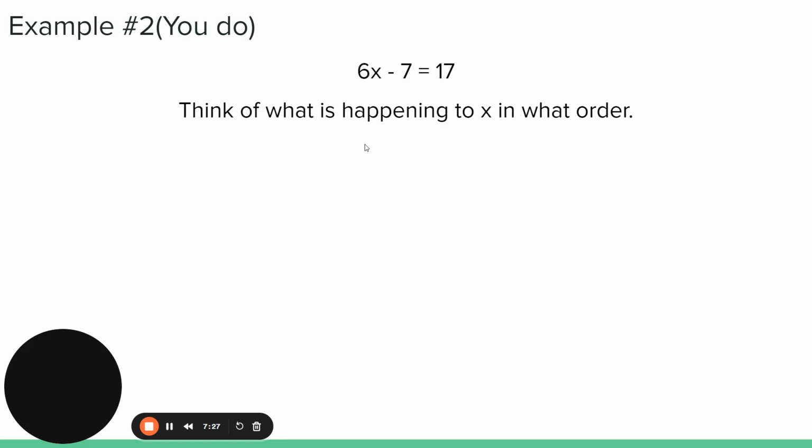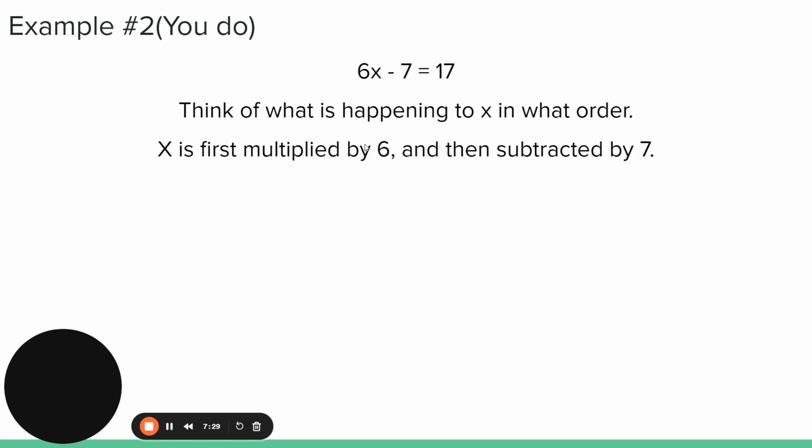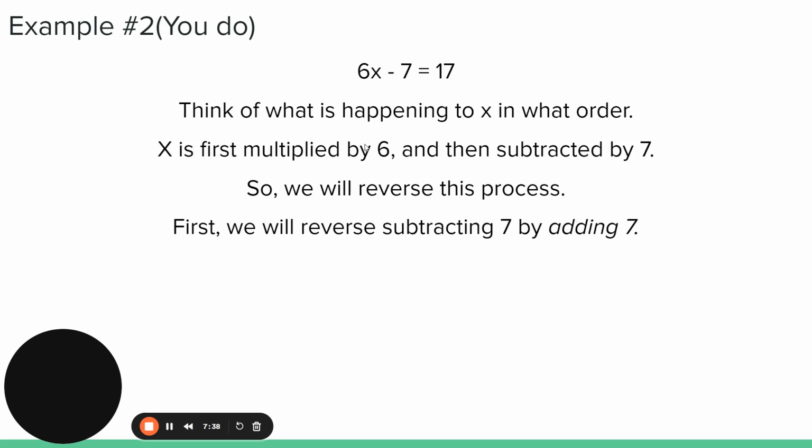Alright, I hope you've tried it. x is first multiplied by 6 and then subtracted by 7. So now we're going to reverse this process. First, we will reverse subtracting 7 by adding 7. So we'll notice adding 7 to both sides, we're left with 6x equals 24. Again, the minus 7 and plus 7 cancel, and 17 plus 7 is 24.